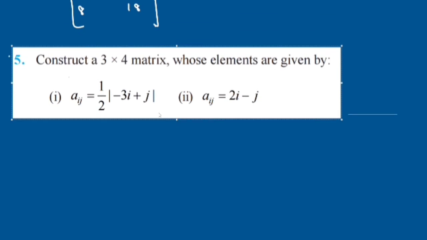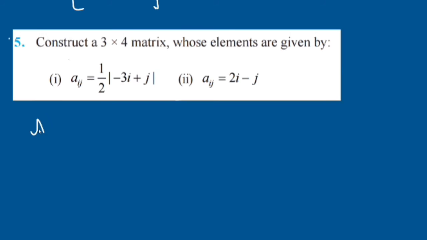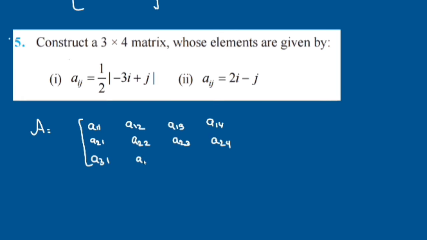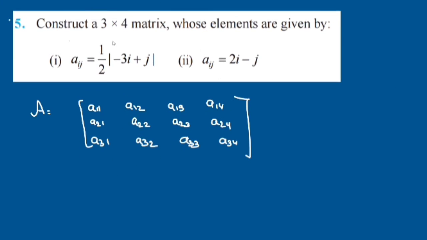Construct a 3 by 4 matrix now. A 3 by 4 matrix whose elements, so we give a name here, the matrix A, 3 by 4. There are 3 rows and 4 columns. So just write the structure first. A11, A12, A13, A14. There are 4 columns and 3 rows. So A21, A22, A23, A24, A31, A32, A33, A34. So there are 3 rows and 4 columns. So write the structure and then you write this. There is a modulus sign here.